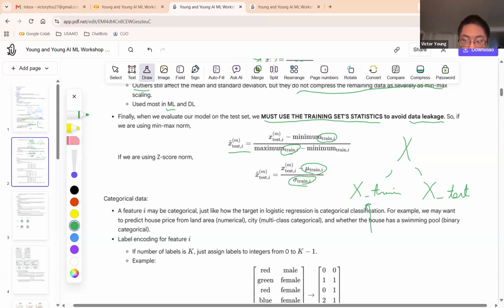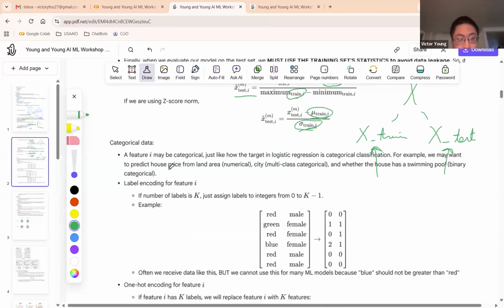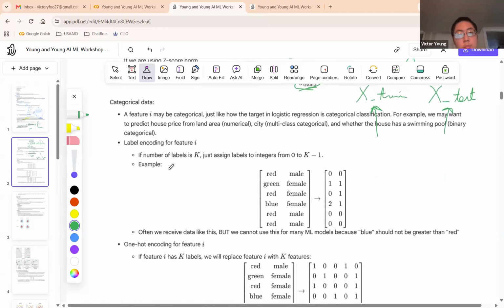StandardScaler in sklearn first does fit_transform. The scaler fit_transforms X train, so it learns X train's mean and standard deviation, and then it applies that to X test. It does not use X test's mean and standard deviation. So that is a thing you have to watch out for. Okay. That's all about numerical data.